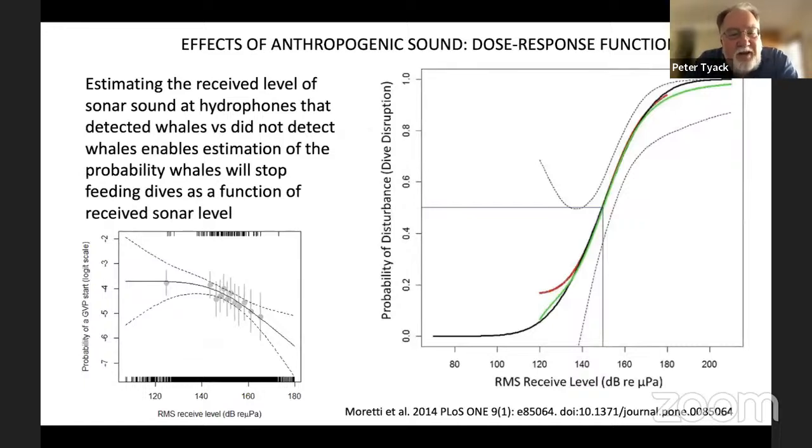Dave Moretti's group at the Naval Undersea Warfare Center in Newport, Rhode Island, has used these kinds of data to estimate the received level of sonar sound at hydrophones during actual naval sonar exercises that detected whales clicking. And on the left figure, the little tick marks on the upper right show animals detected clicking, and no detection is on the bottom. And these data then can be converted on the right side into a dose response function that shows the probability of these animals being disturbed in their foraging as a function of the received level of the sonar sound. And if you couple the mapping of noise that I've shown in the previous slides with this kind of dose response function, you can actually evaluate what the impact of sound is likely to be on these animals, and even integrate it over time in terms of the energetics of their foraging.